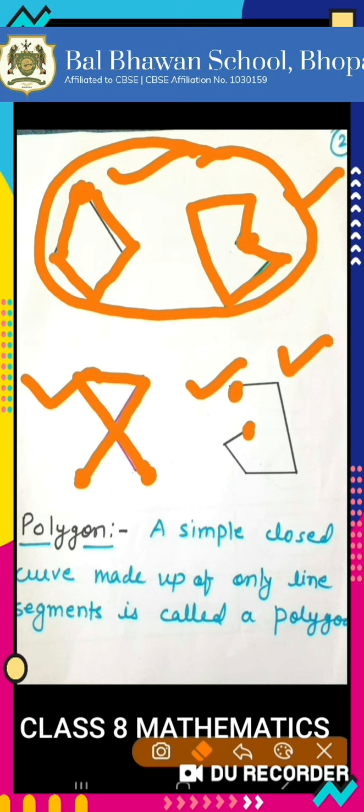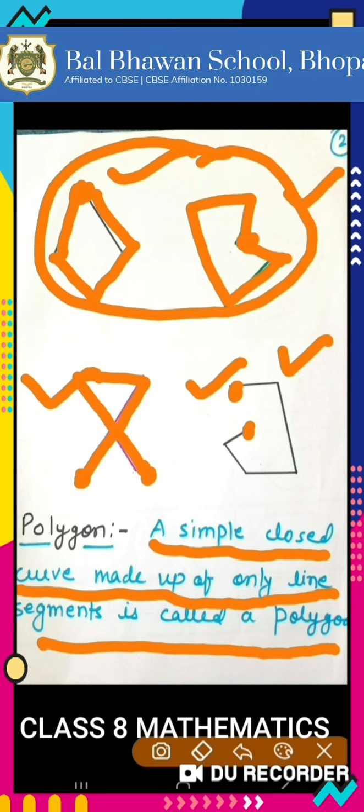So what are called polygons, children? A simple closed curve which is made up of only line segments is called a polygon. So for a figure to be a polygon, it should satisfy certain conditions. What are the conditions? First of all, it should be closed, which means its starting point and ending point should be common. Second, it should be made up of only line segments. Like these two figures are closed and they are made up of line segments. So the first two figures are called polygons.